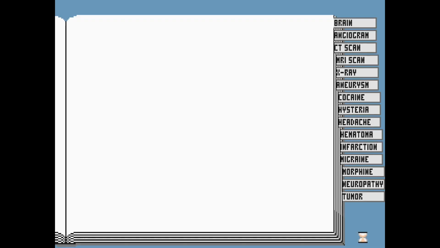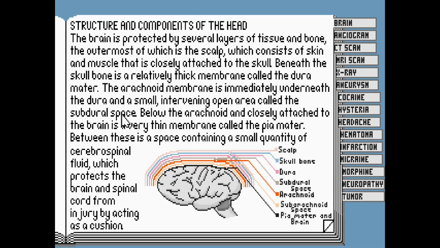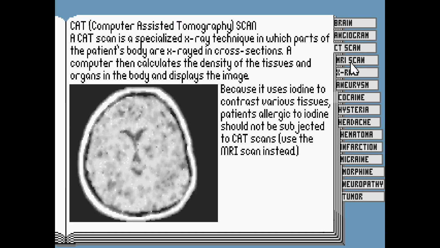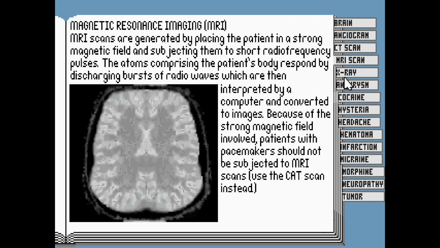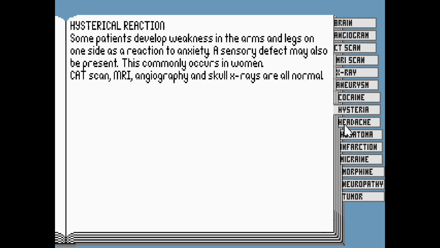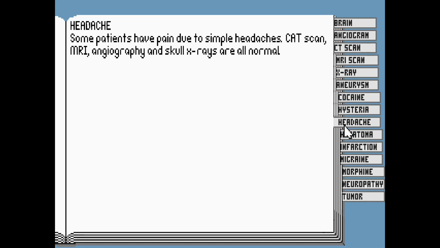Let's consult my big book of neurology. Wow. Hey, let's look up cocaine. Patients overdosed with cocaine will show dilated pupils, but few, if any, additional abnormalities. CAT scan are all normal, right? So, through process of elimination, we can look up everything and find out what it is. So, some patients have pain due to simple headaches. Everything's normal.